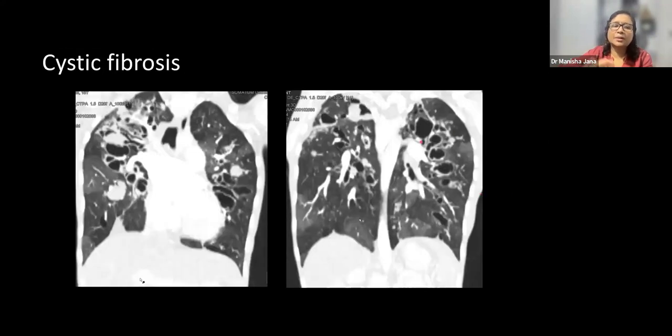Cystic fibrosis typically has an upper lobar predominance, and we see these big bronchoceles within the cavities, the cystic bronchiectasis areas. Sometimes cystic fibrosis and ABPA can coexist, and it may be difficult to identify the cause. So there is a sign called high attenuation mucus. If the content within the bronchocele is very high attenuation, it is called high attenuation mucus, which is quite suggestive of ABPA.